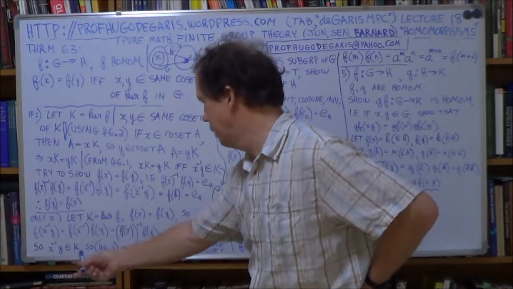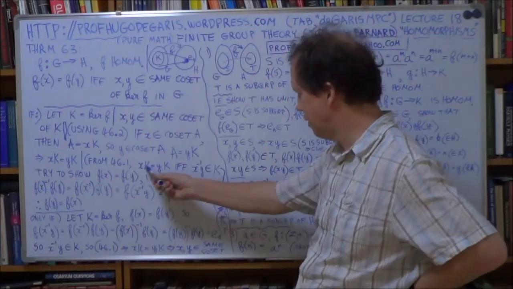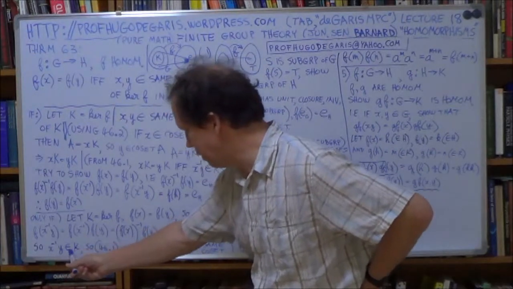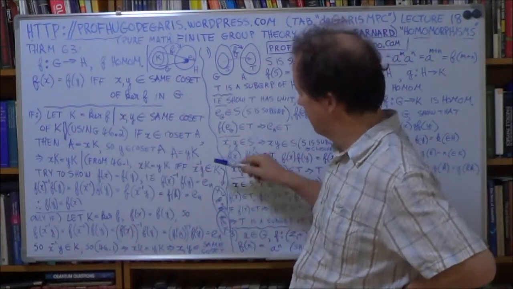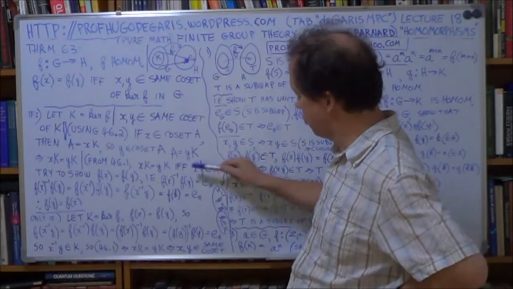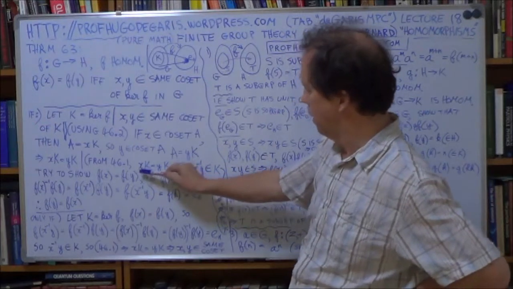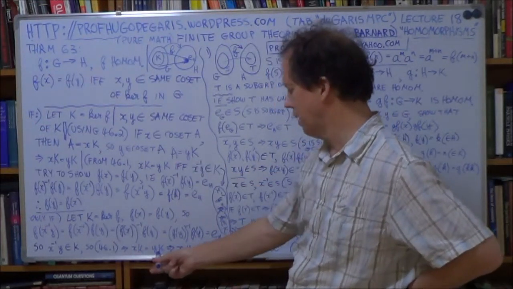Now from 46.1, this is if and only if. So we've got that x inverse y belongs to the kernel. That's the right-hand side. Now it's if and only if, so if this is true, we can go from right to left. If that's true, therefore xK equals yK.